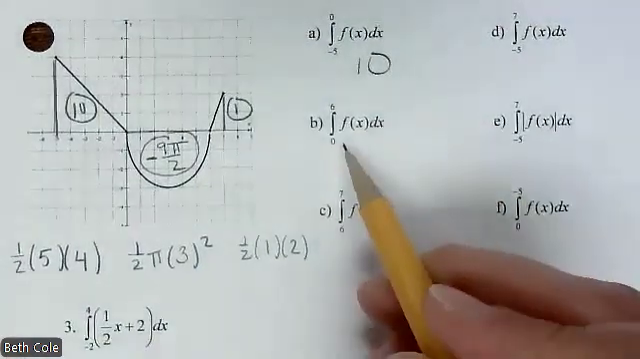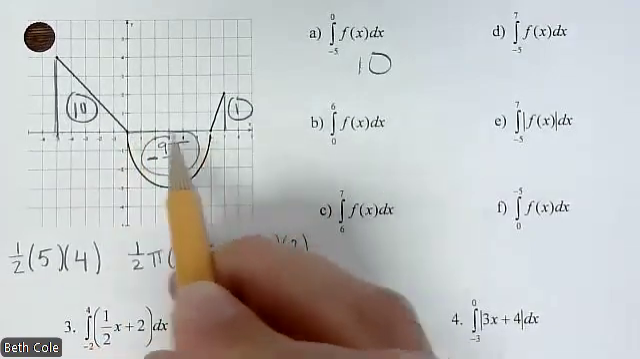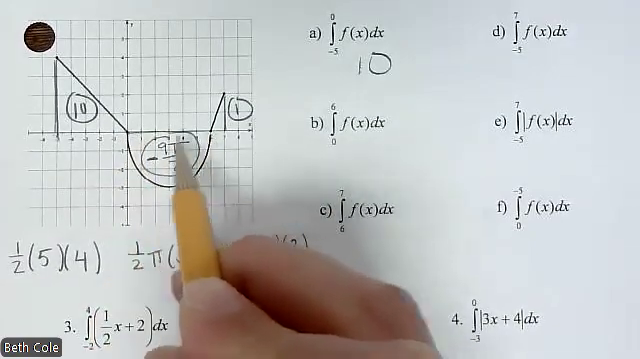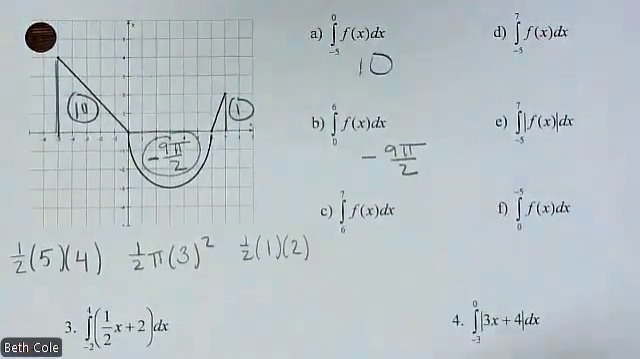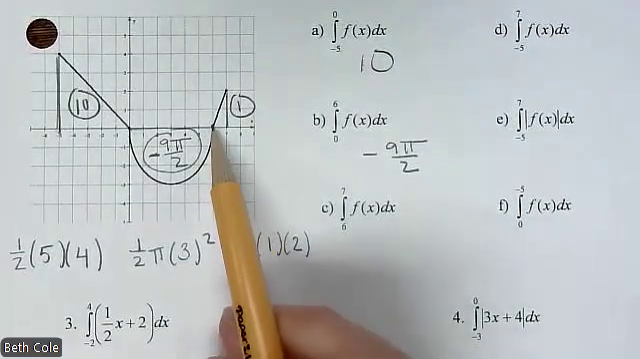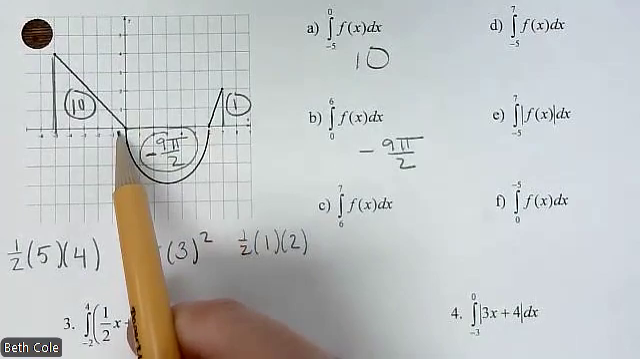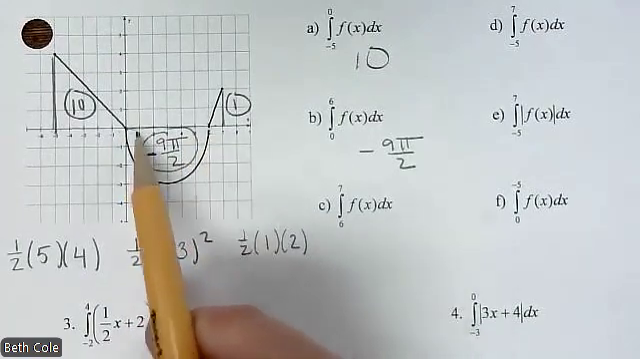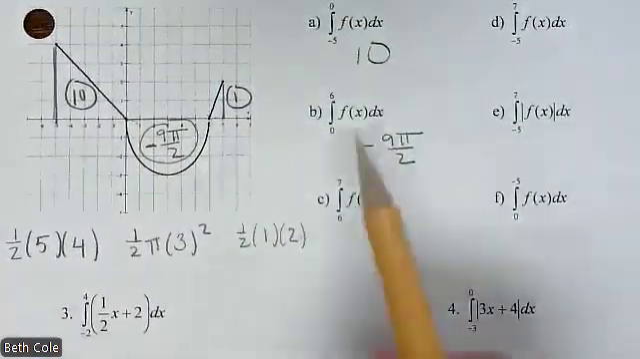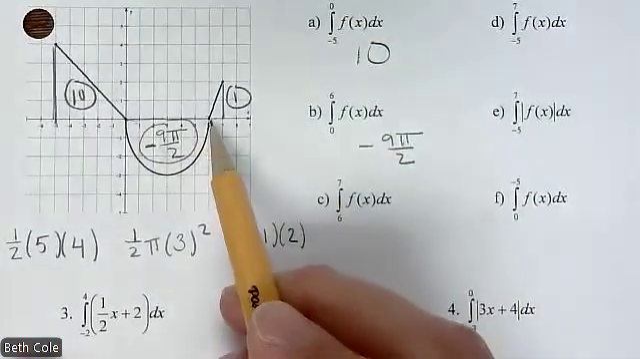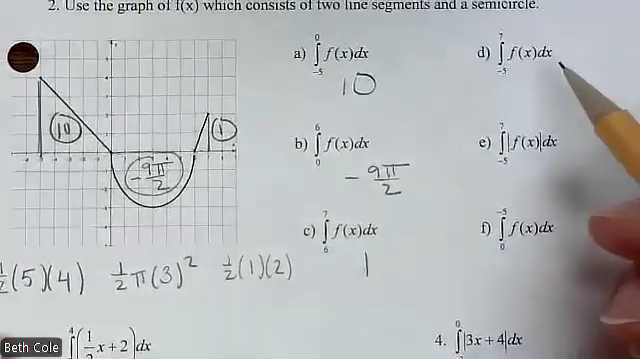All right. Letter B, from 0 to 6. Yeah, negative 9 pi over 2. What if it was from 6 to 0? What if you went from here to here and you were going backwards? What do you think? Yep, positive 9 pi over 2 is what that would be. Sorry, that was just a follow-up question. All right, from 6 to 7 is just 1. Perfect.